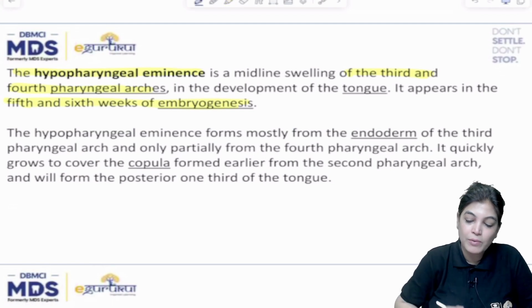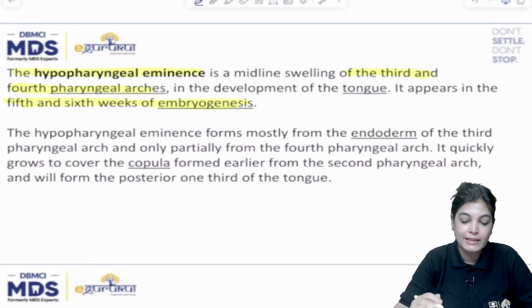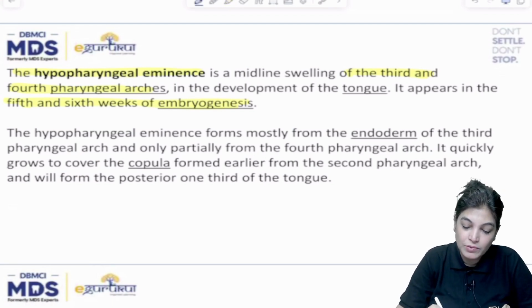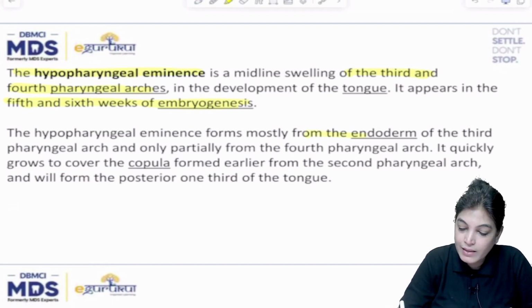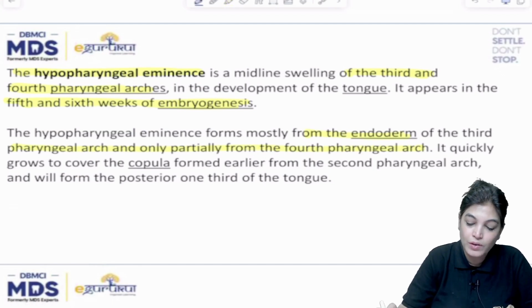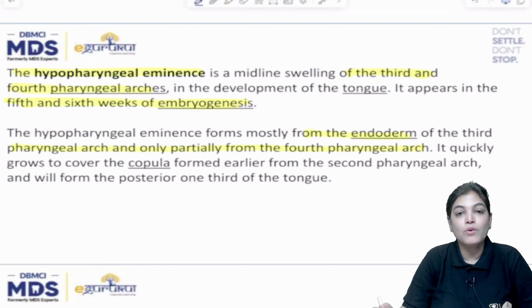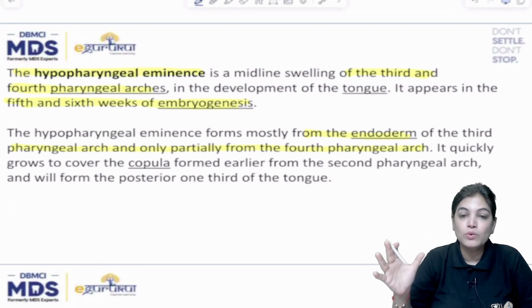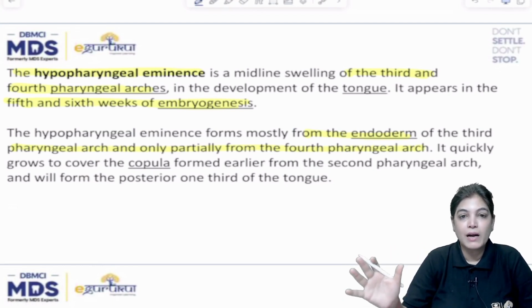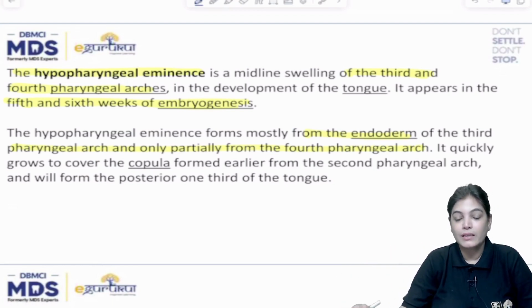Now अगर हम hypobranchial eminences की बात करें तो mostly it is derived from the endoderm of the third arch and also from the fourth pharyngeal arch. So it is mainly derived from the endoderm of the third and fourth pharyngeal arch. It quickly grows over the copula, formed earlier by the second pharyngeal arch, and will lead to the formation of the posterior part of the tongue, the posterior one-third of the tongue.